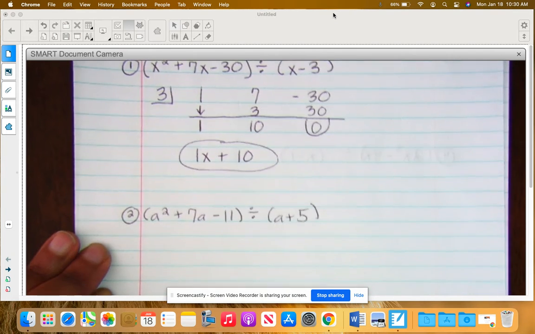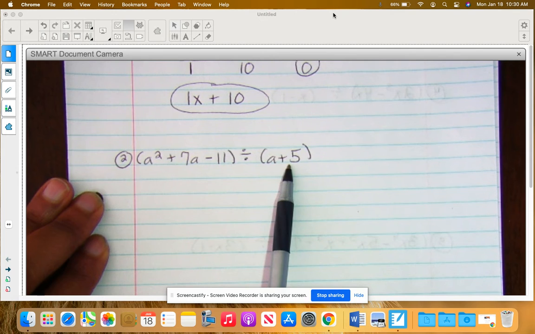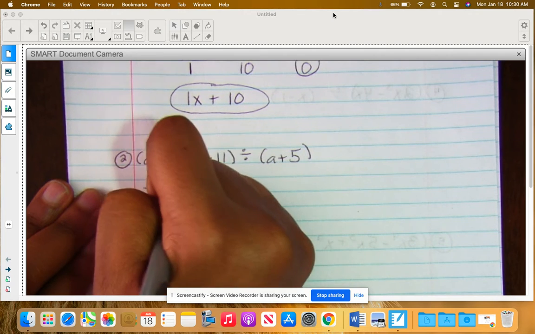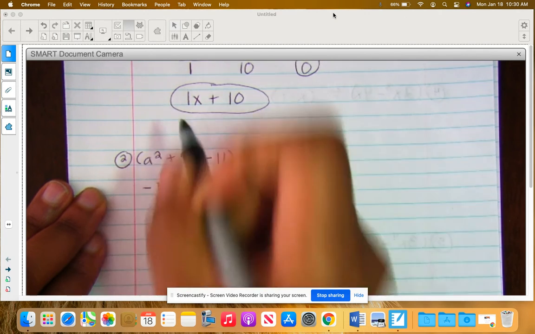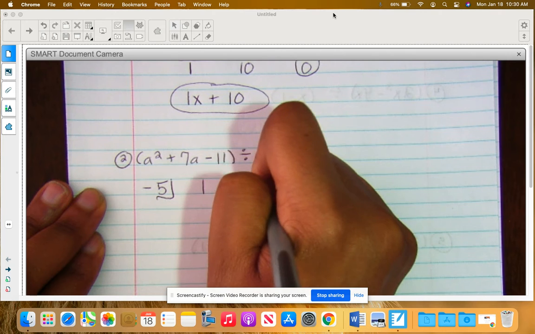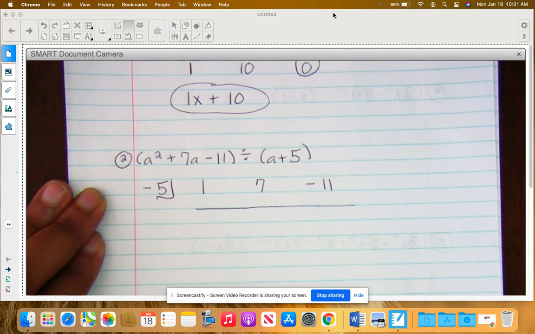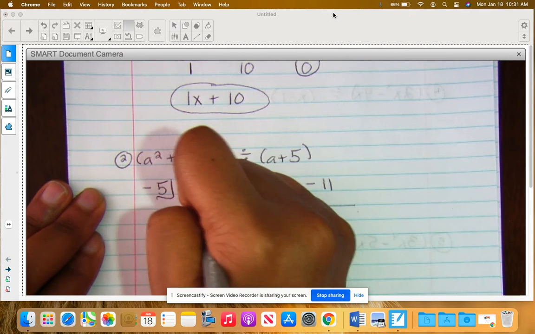Let's do another one. Number 2. This is x plus 5. You put the opposite in a box off to the side. So since it's plus 5, negative 5 is going to go in the box. You line up your coefficients and make sure you don't need any placeholders. In this case, I got 1, 7, negative 11. I don't need any placeholders because it goes down to the regular number. The first number comes straight down.